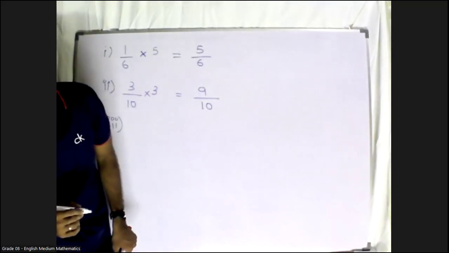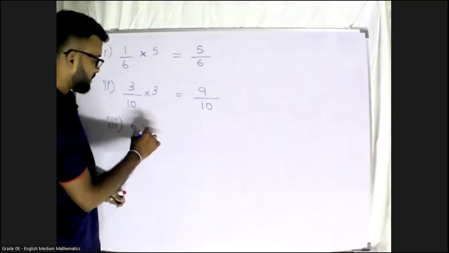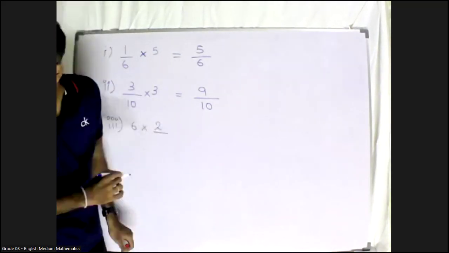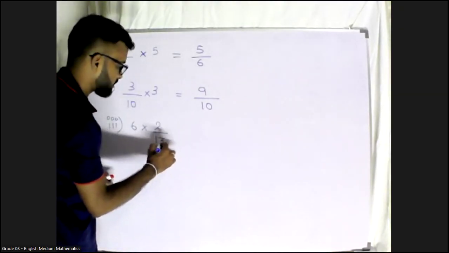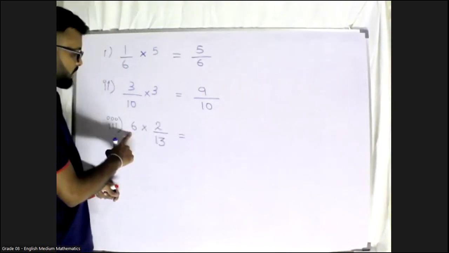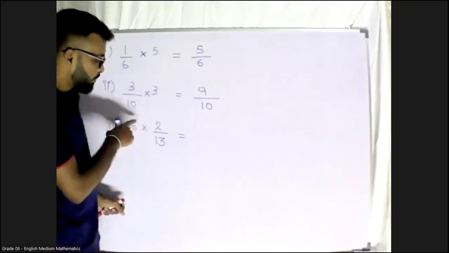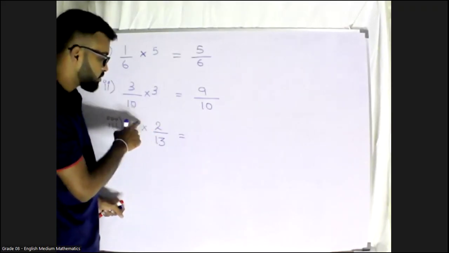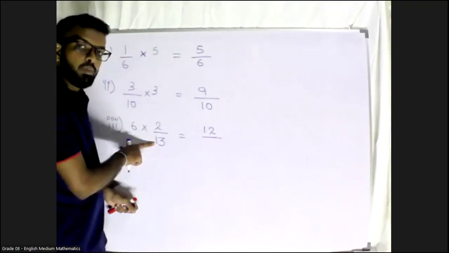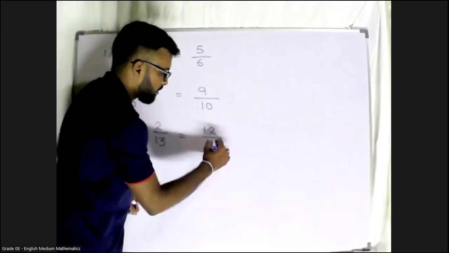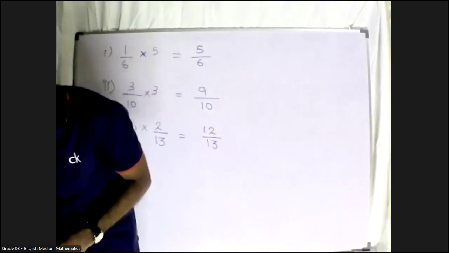And the third one, the other way around. 6 times 2/30. So only the numerator can be multiplied by the 6. 6 times 2, 12. The denominator is 30. This is the way that you need to follow.